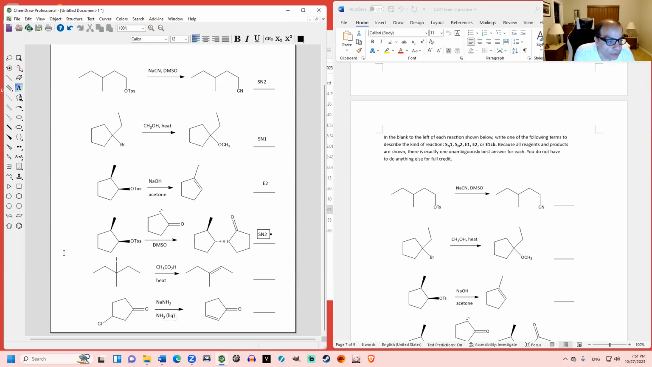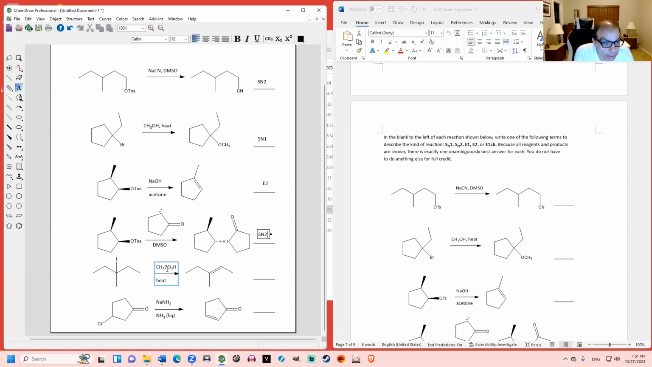In the next one, we're given a tertiary substrate. So that means it's going to prefer to get a carbocation if we can get one. All we're given is a protic solvent. There's no nucleophile and no base to speak of. And I see a double bond in the product that wasn't there in the beginning. A new double bond means we have an elimination reaction. So that means it must be E1, E2, or E1CB.